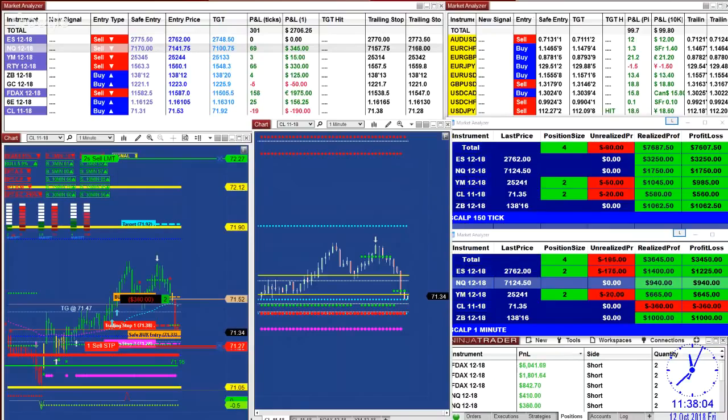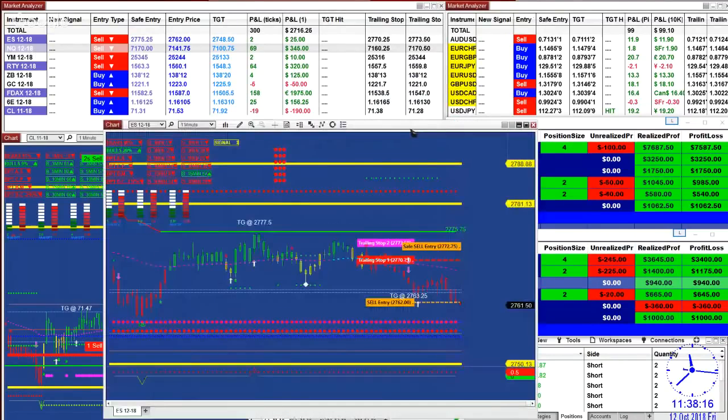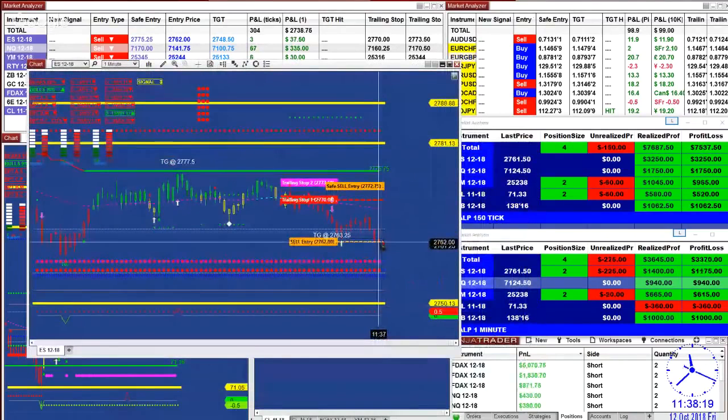This is exactly the number for the ES, the entry. The entry on the ES on a sim is 2762, 2762. And here is your CL 2762. And now we are going down with that.